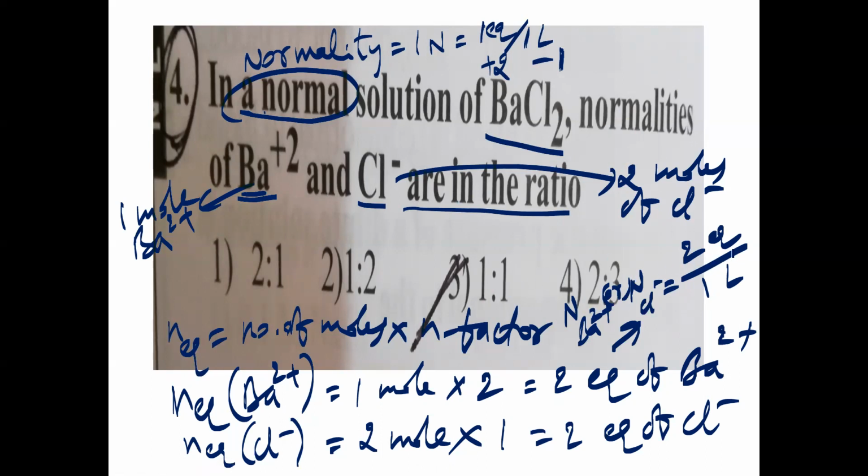Let's take a screenshot of this one. So what is the formula for the number of equivalents? Number of moles into n factor. Like normality equals molarity into n factor. Like that, the number of equivalents is equal to the number of moles into the n factor of the ion.